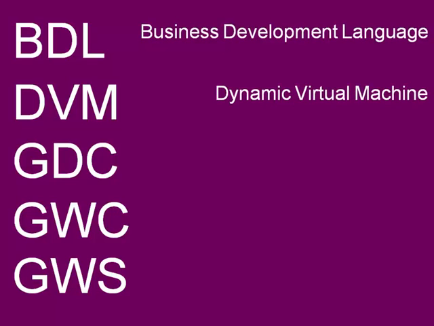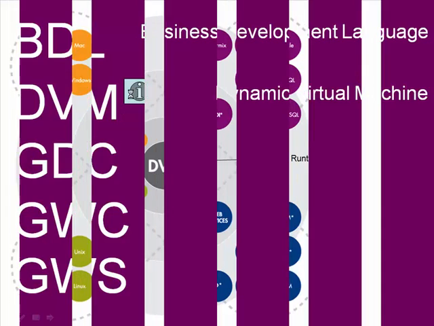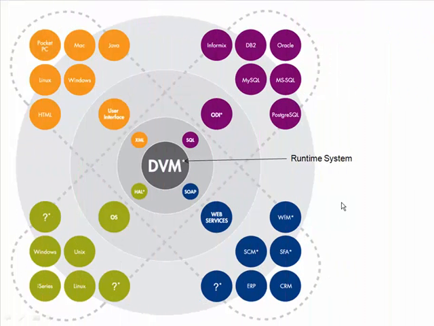DVM is the Dynamic Virtual Machine. The Dynamic Virtual Machine is a highly efficient application server that executes your applications and manages database interaction and communications with client platforms. The DVM is the hub through which your program runs on any supported platform. The DVM is also called the runtime system.